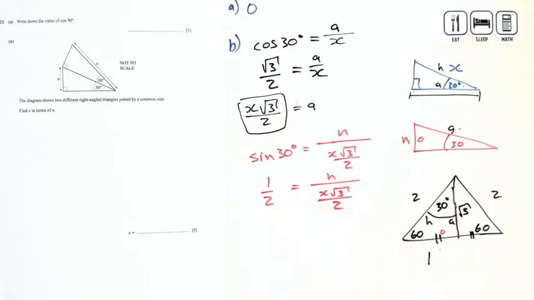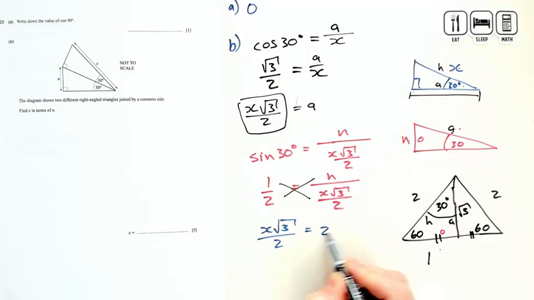And I can cross multiply. So basically, this times this is going to be this times this. If I write that down, I know that x root 3 over 2 is going to be the same as 2n. I'm going to multiply by 2 to get that away. So I have x root 3 is going to be 4n. They're saying find x in terms of n, so I'm going to try and get x alone on one side. I'm going to divide by the root of 3. So I'm going to have 4n over root 3.